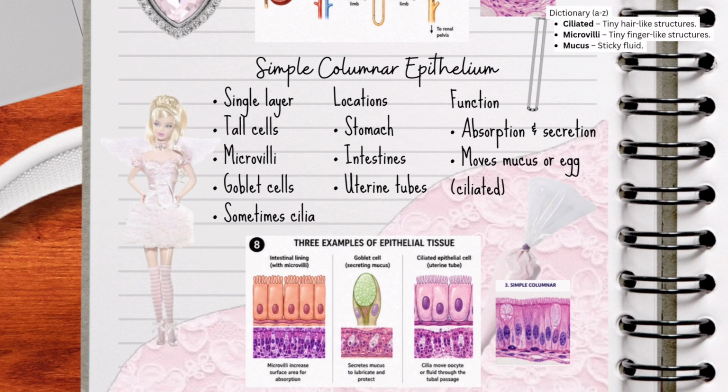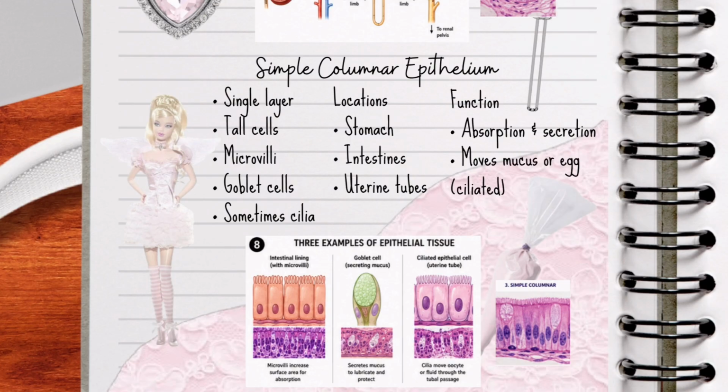Many have microvilli, tiny finger-like projections that greatly increase the surface area for nutrient absorption, especially in the small intestine. Scattered among these cells are goblet cells, which produce mucus. This mucus lubricates and protects the lining of the digestive tract.